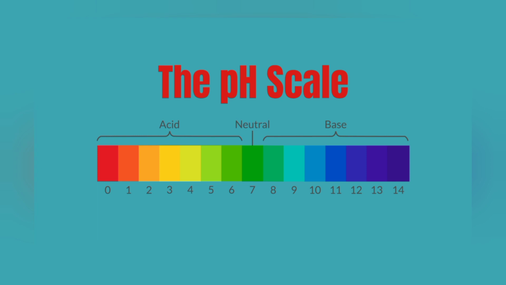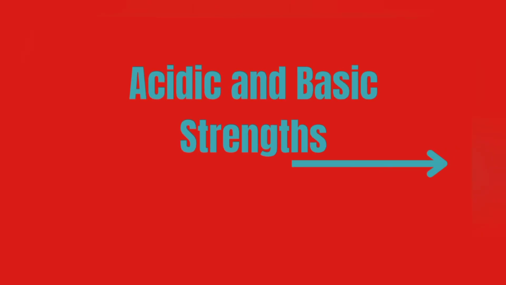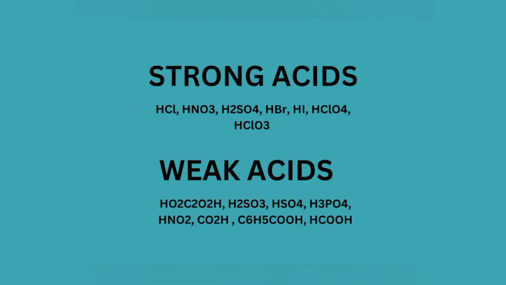Another topic we want to look at is acidic strength and basic strength. The level of ionization of acids in water determines their strength. When an acid is strong, it completely ionizes, and it partially ionizes when it is weak. Sulfuric and hydrochloric acid are examples of strong acids, while phosphoric and acetic acid are examples of weak acids.